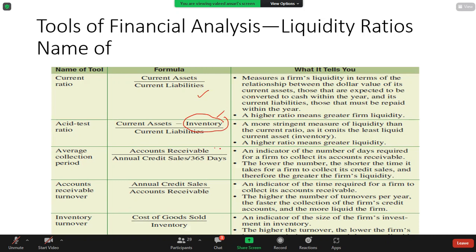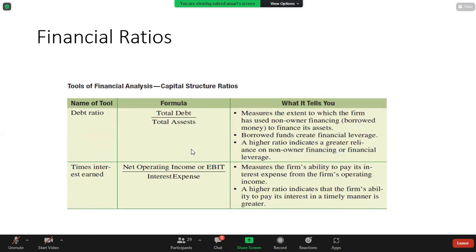Then accounts receivable, the average collection period, how quickly one is collecting, all explanations are given. Inventory turnover is cost of goods sold over inventory. The higher the turnover, the more liquid the investment. Similarly, there is total debt to total assets, and then net operating income to interest expense, which tells us about the ability to pay interest. So all these are explained.